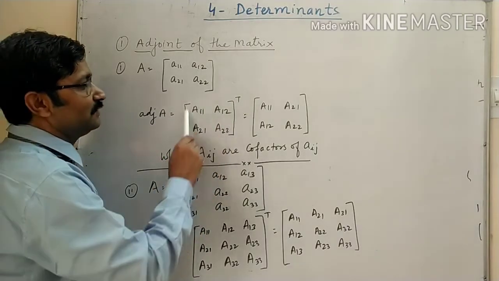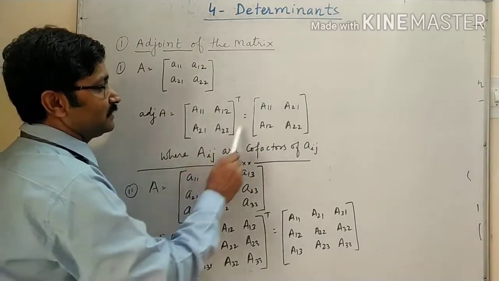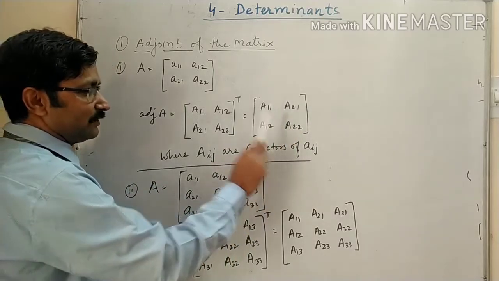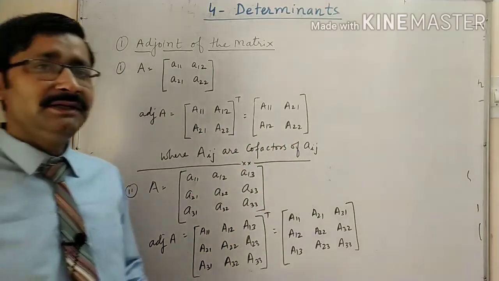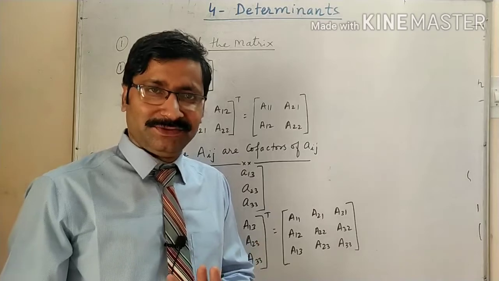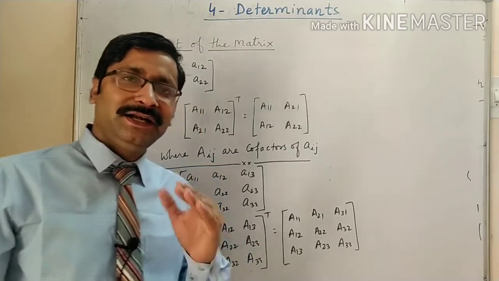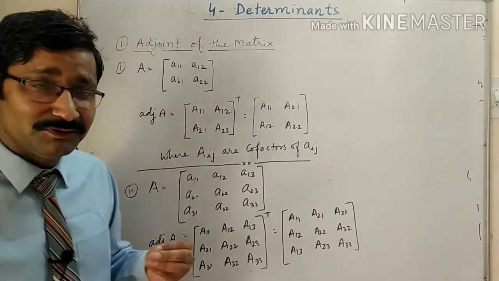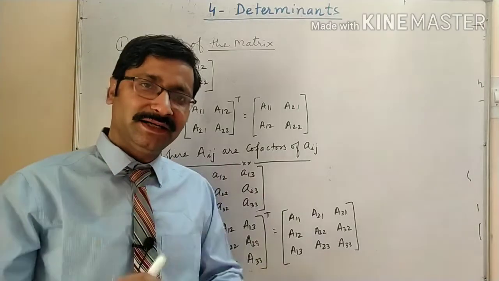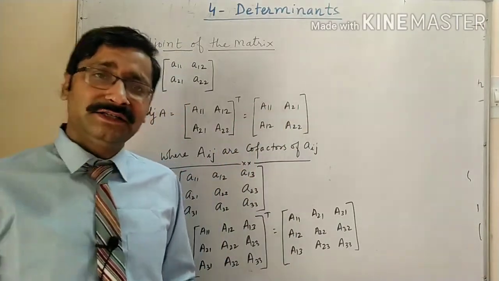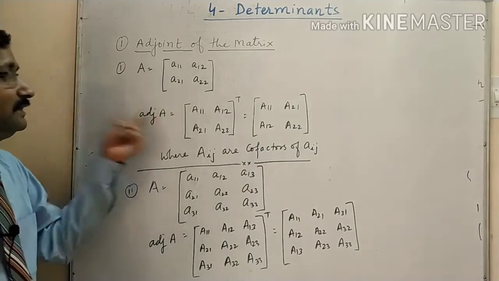Transpose means the first row will change into the first column, the second row will change into the second column. So whatever you get finally is called the adjoint of A. So do all of you understand how to find adjoint A? Adjoint A means for each element you find the cofactors and write them again, and then you find the transpose. That is called the adjoint A.